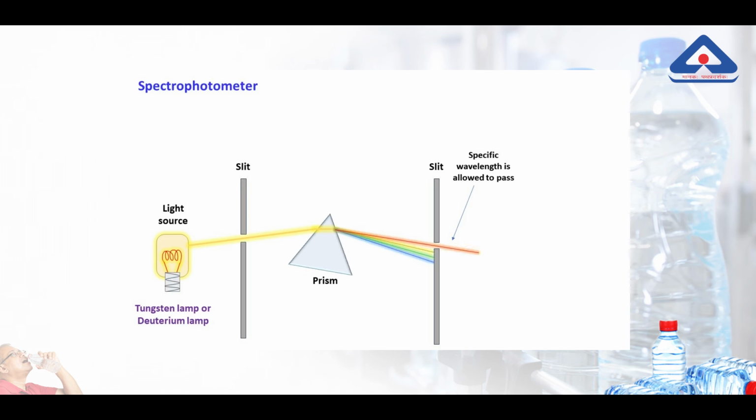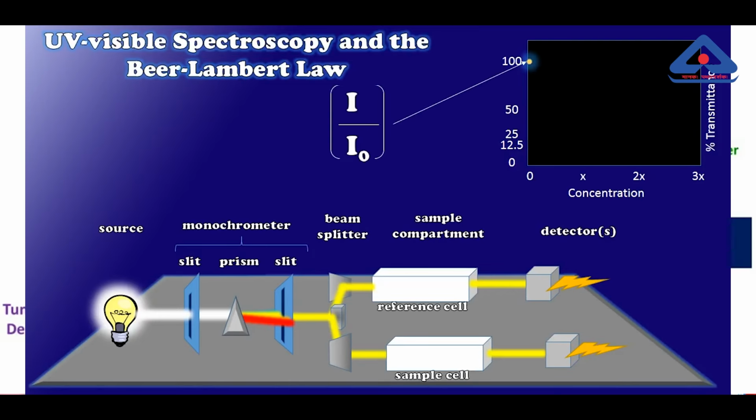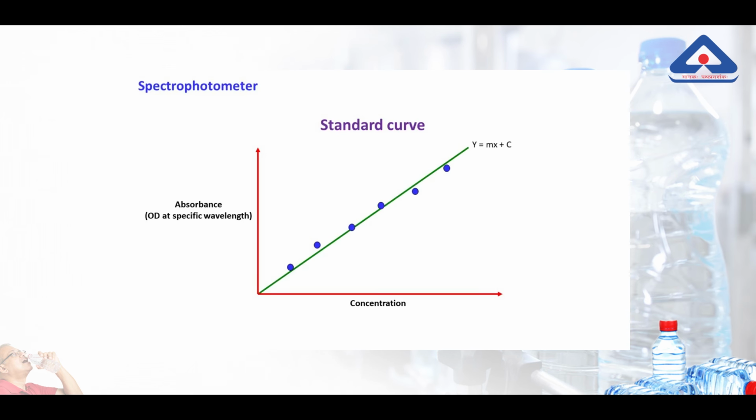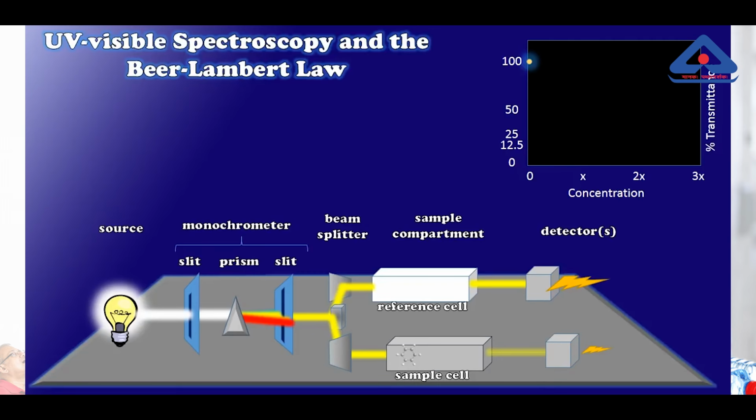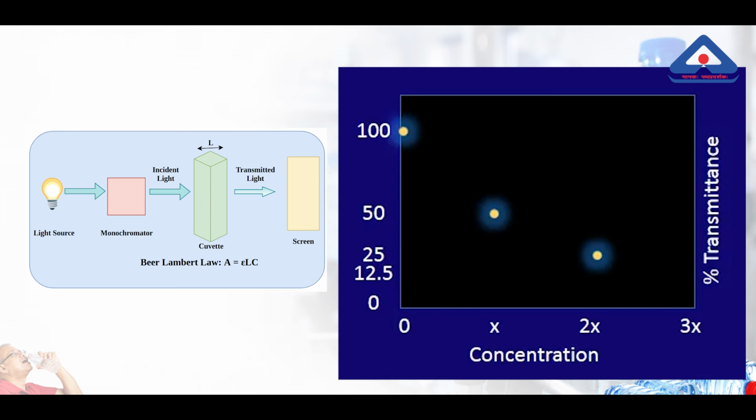light by a sample. When light passes through a sample, certain wavelengths are absorbed based on the chemical composition of the substance. The spectrophotometer measures this absorbed light and generates a spectrum that shows the intensity of light absorbed at various wavelengths. In simple terms, the device shines light through the sample and records how much light is absorbed at each wavelength. The amount of absorption is directly related to the concentration of the substance in the sample, which follows the Beer-Lambert law.